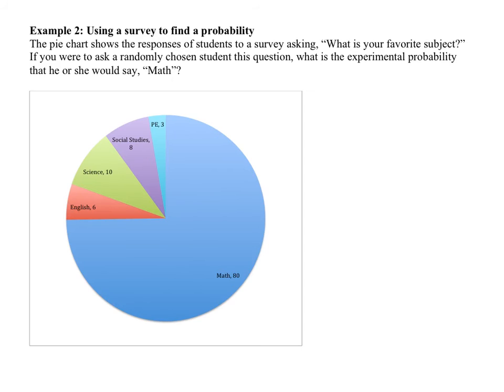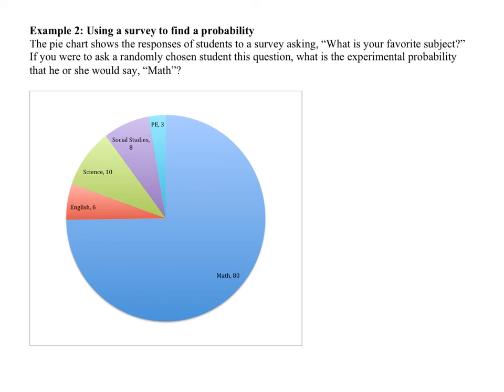Now we're going to get into finding experimental probability. We're going to be using a survey. So a survey is actually a type of experiment. It can be used to make a prediction outside of whatever sample group was used. The pie chart shows the responses of students to a survey asking, what is your favorite subject? If you were to ask a randomly chosen student this question, what is the experimental probability that he or she would say math?